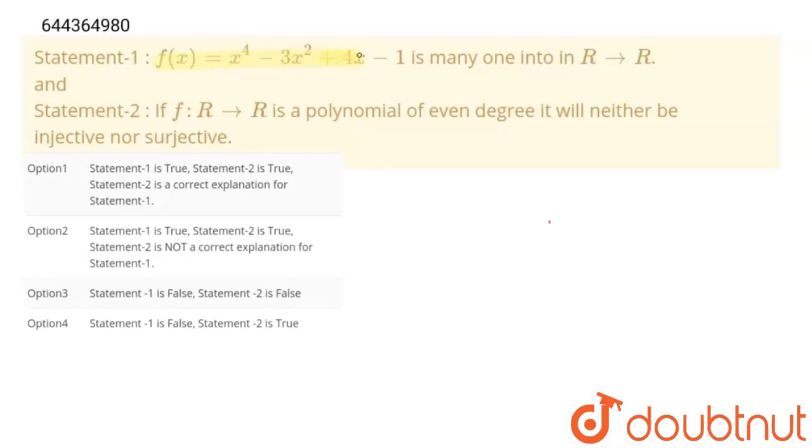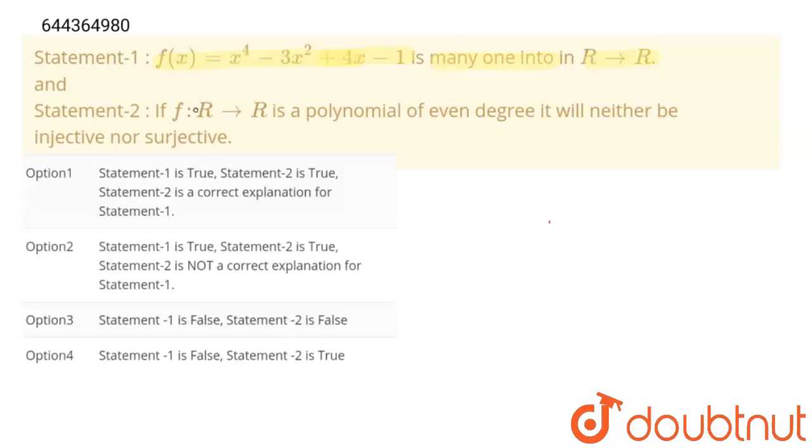Hello students, the question is: f(x) = x^4 - 3x^2 + 4x - 1 is many one in R to R. Statement 2: if a function from R to R is a polynomial of even degree, it will be neither injective nor surjective. So let's solve this problem.